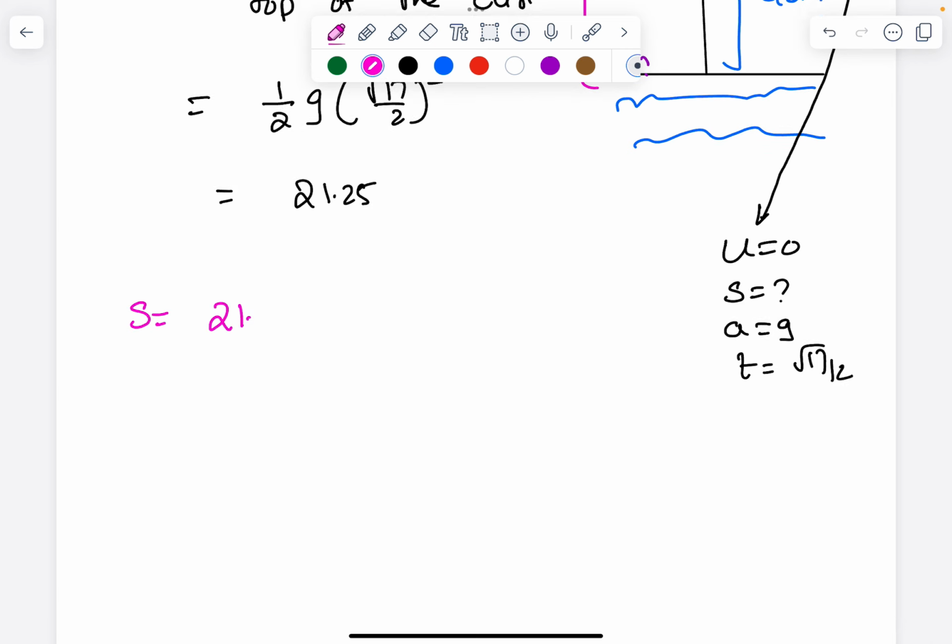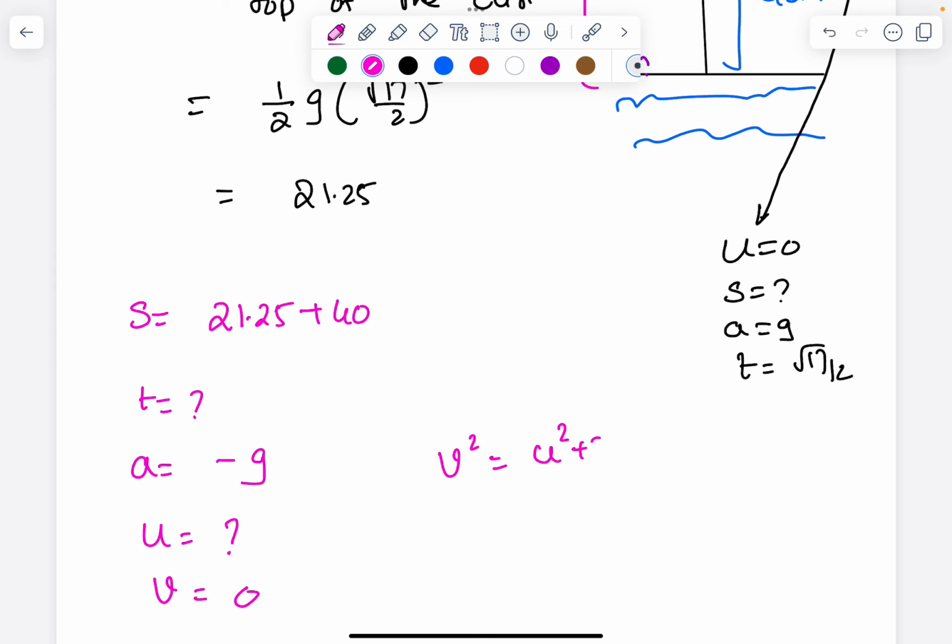Total distance is 21.25 plus 40, and total time we don't know. Acceleration while going up is minus g, and initial velocity also we don't know, but final velocity is going to be 0. So you use v square equals u square plus 2as. So 0 square equals u square minus 2 times 10 times 61.25. This gives me the value of u as 35 meters per second.